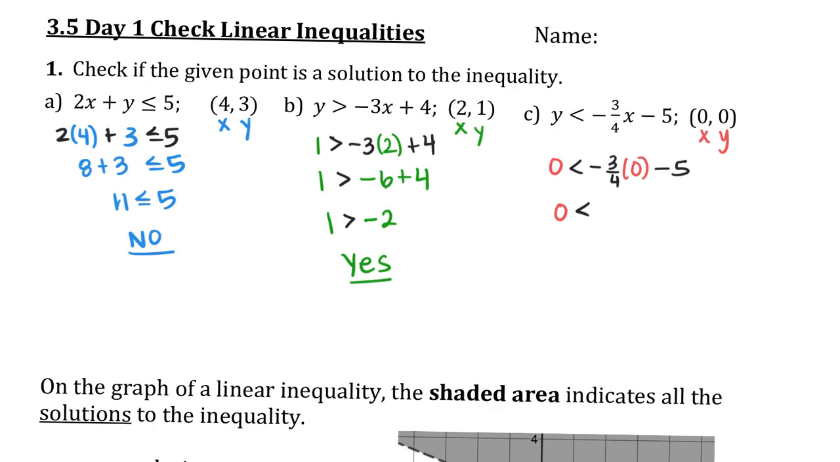Anything times 0 is just 0. So this is just going to be 0 minus 5. That's why zeros are great. So is 0 less than 0 minus 5? 0 minus 5 is negative 5. So is 0 less than negative 5? No, it's not.